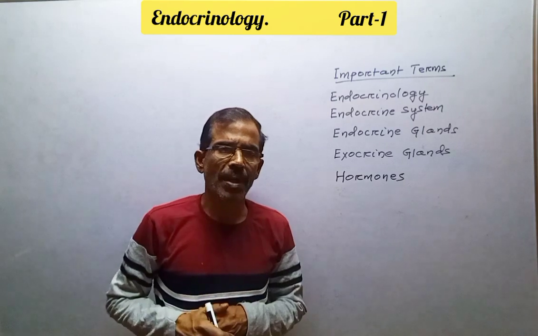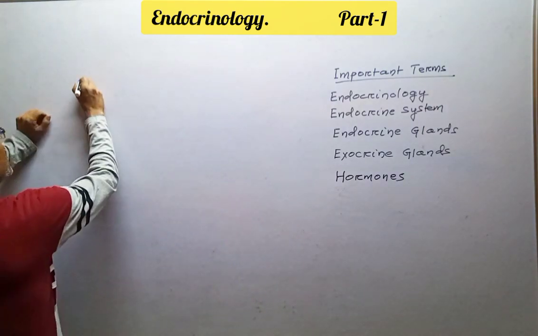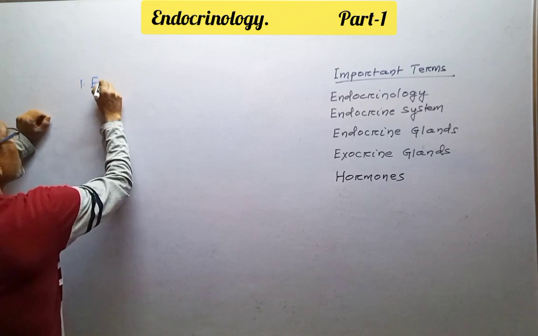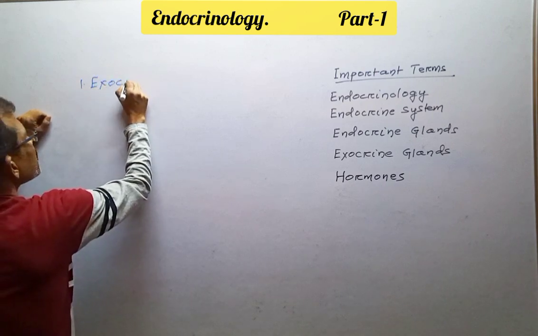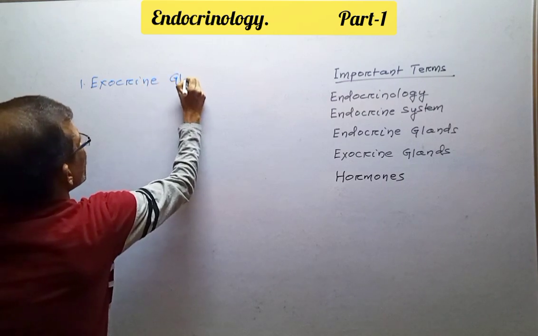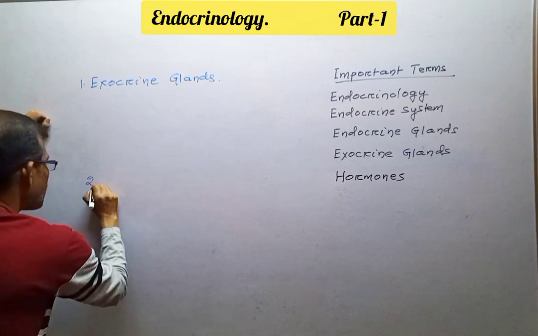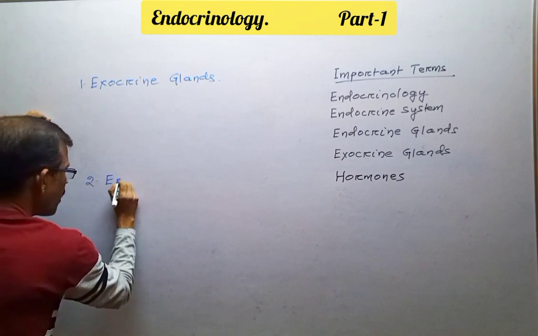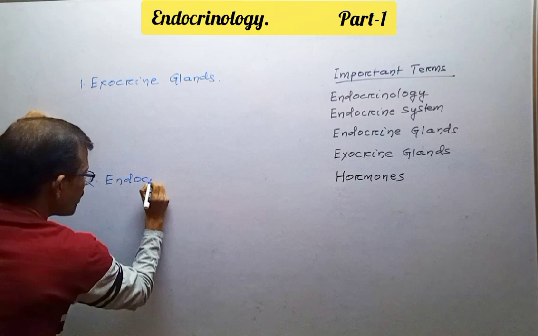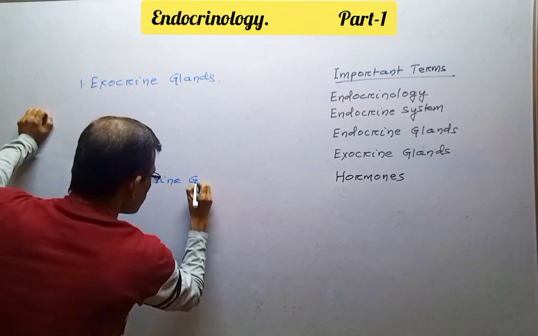The glands of the body may be divided into two different groups such as exocrine glands and endocrine glands.